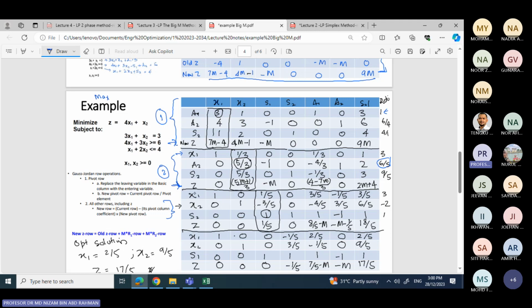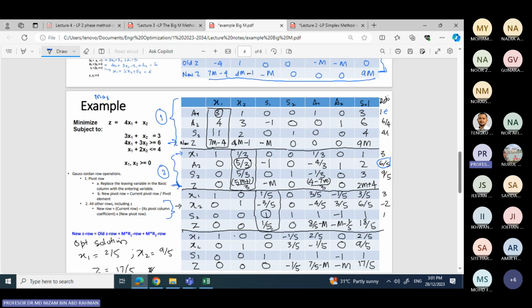So next iteration, we have X1, X2, S1, and Z. Right? So we perform a similar Gauss-Jordan rules operation again, as shown in here. And this is what we got. Right? So at this particular junction, if you look at the Z value, you have 0, 0, 1 over 5, 0, 8 over 5 minus M, minus 1 over 5, right?